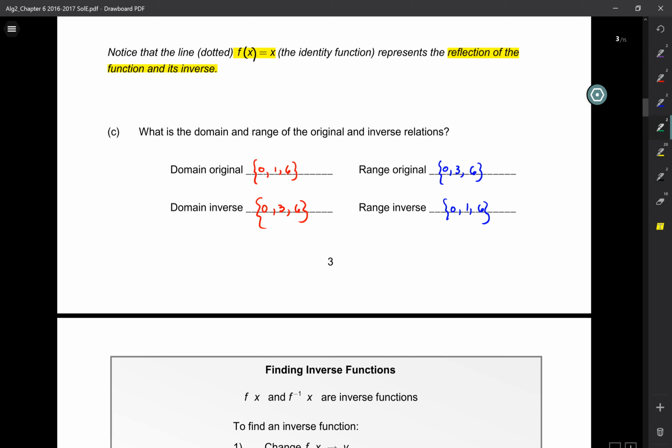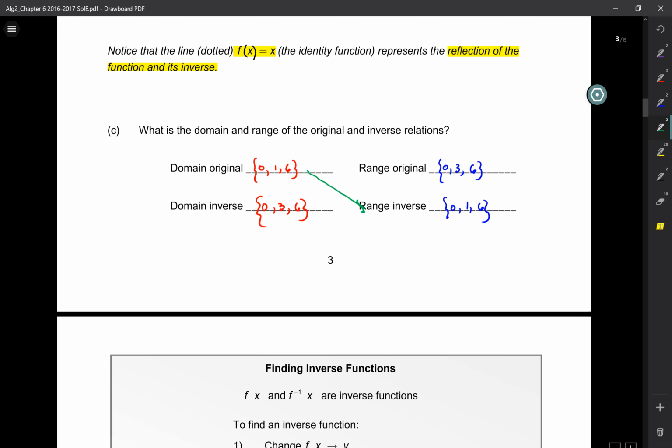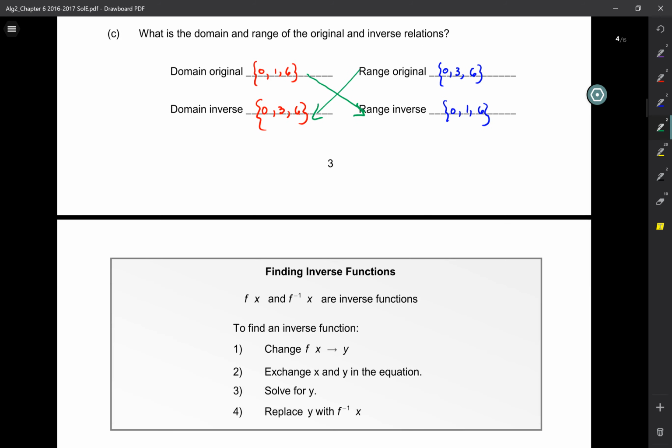That it's switched. So the domain of the original became the range of the inverse, right? And the range of the original became the domain of the inverse. All right, so they always switch. Okay, so that much about exploring what inverses are to begin with.